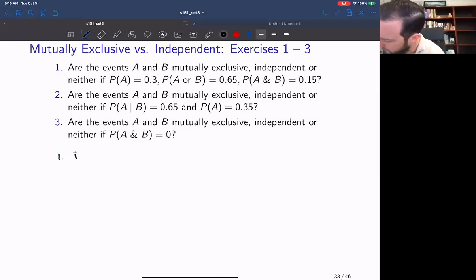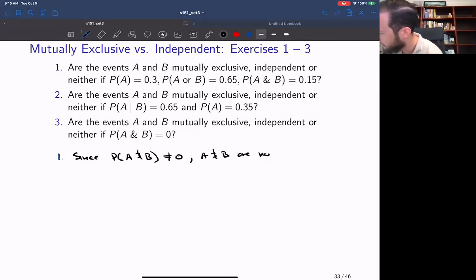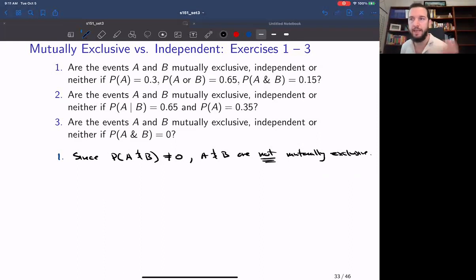Right off the bat, we can say since P of A and B does not equal 0, A and B are not mutually exclusive. They have an intersection, so they can't be mutually exclusive. Mutually exclusive means no intersection. So that's automatically out. Now we have to check for independence.